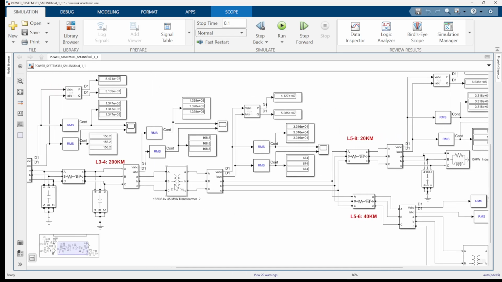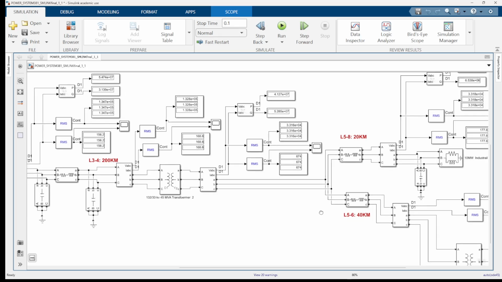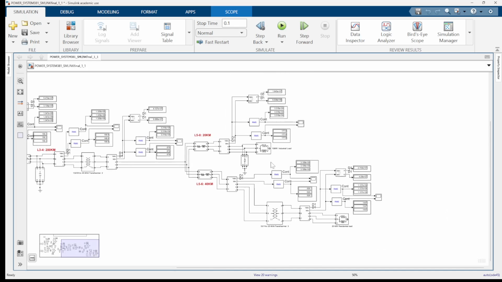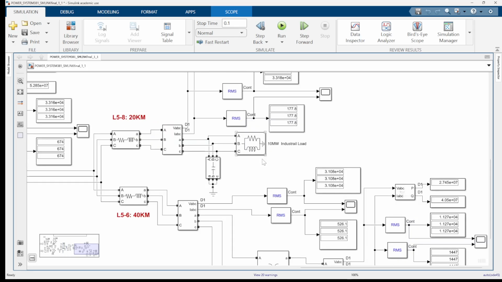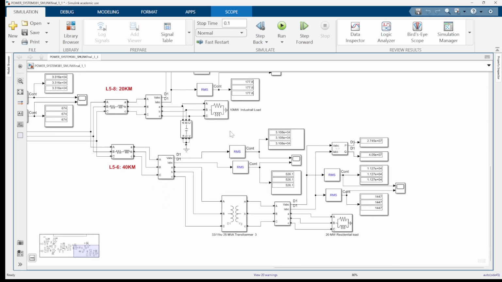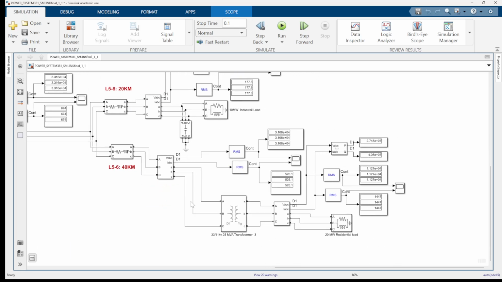Now the transformer number 2 will reduce the voltage, or step down the voltage, from 132 to 33 kV. Therefore, after stepping down, we are getting 33.16 kV, and it is feeding the 100 megawatt industrial load.